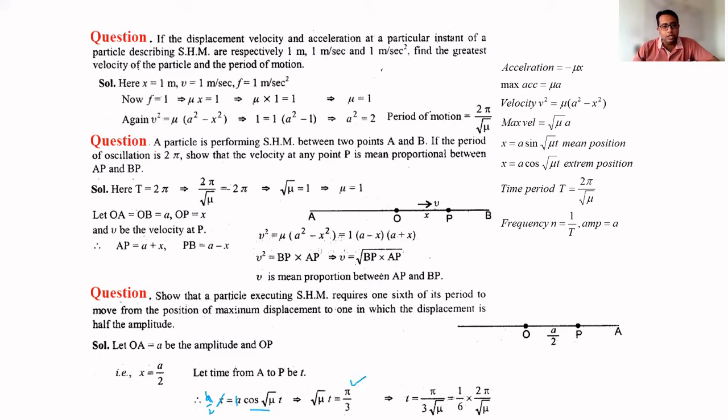And cos of what value is 1 by 2? 60 degrees, that means pi by 3. So root mu t is pi by 3. So the value of t is pi by 3 root mu. Now we have to check whether this is 1/6 of the time period. So 1/6 of the time period: 2 pi by root mu, 2 times 3 is 6. Same answer, pi by 3 root mu. So this is 1/6 of the time period, and this is the thing we needed to prove in this question, and it is proved.